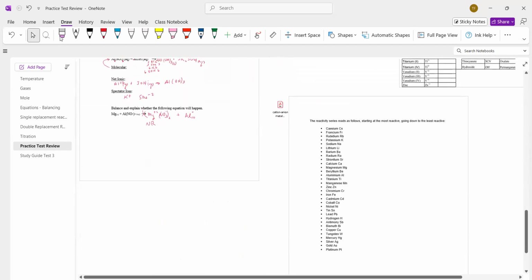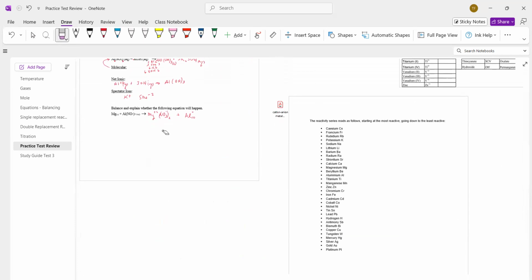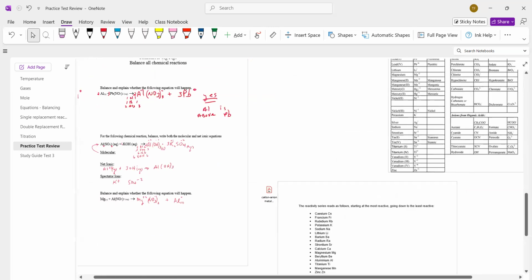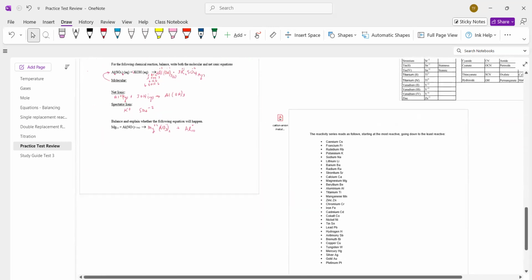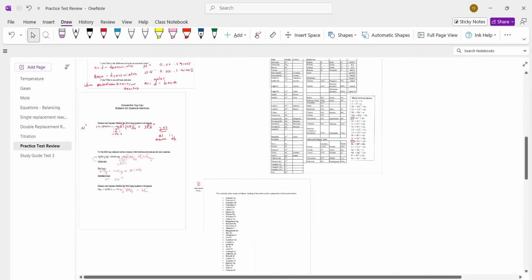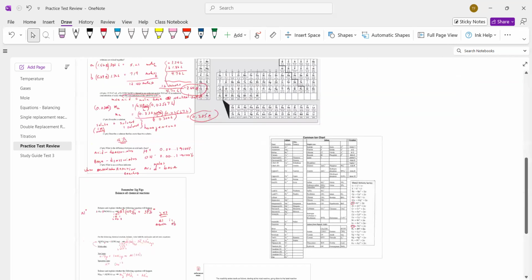Let me correct myself, please. So the question is, is the magnesium above the aluminum? It is, so that reaction is going to happen. Somehow I mixed it up. All right, that's basically the practice test. You will see a test very similar to this tomorrow.